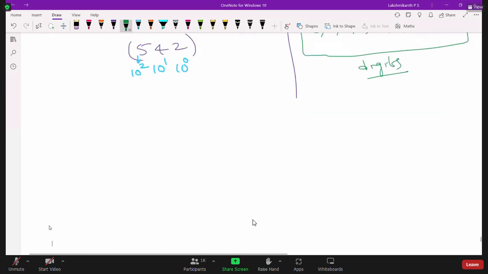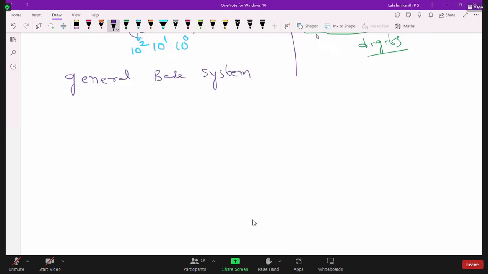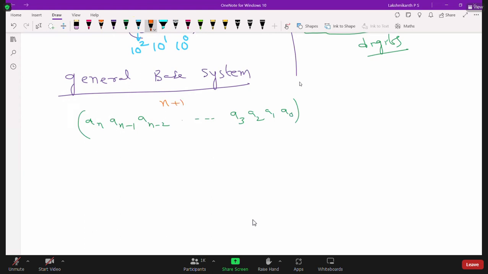So how do we write the general base system? You take an n plus 1 digit number, let us say a n minus 1, a n minus 2, and so on up to a3, a2, a1, a0. From n to 0, this is an n plus 1 digit number, right? Let us say the base is b.